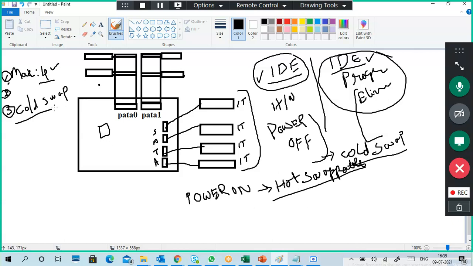What is cold swappable? Only in power off condition can we change the hardware. What is hot swappable? In power on condition also we can connect and disconnect the devices. So that is called hot swappable.